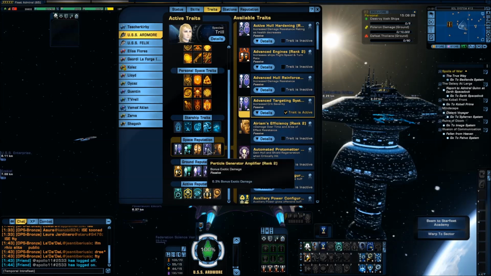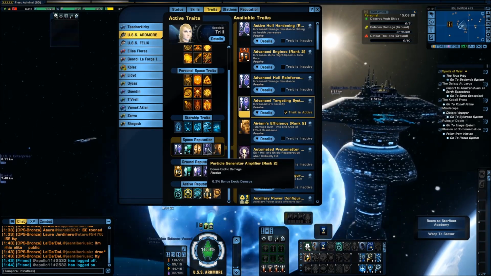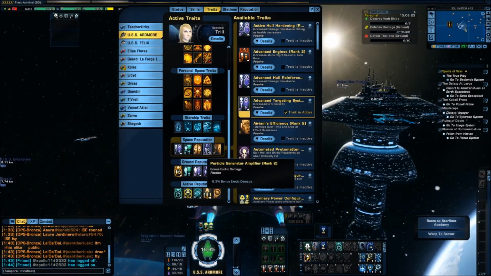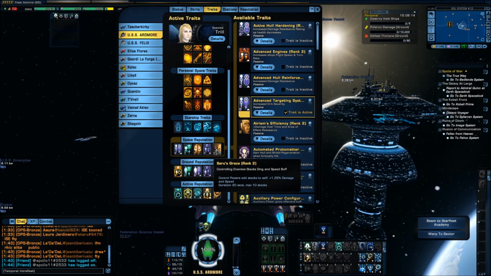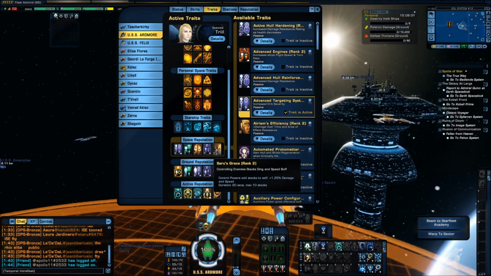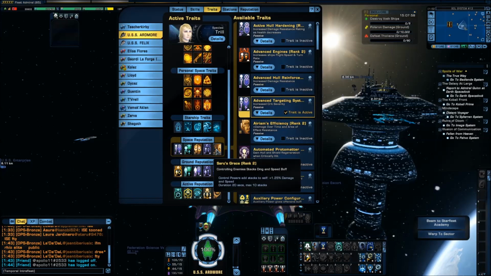Okay, and then I have 6.3 bonus exotic damage, and that is from particle generator amplifier. And then I have an ability I'm testing right now. Normally I would put something like magnified firepower on here, but I'm testing Saru's Grace right now, which gives a stack to self for damage and speed, and that is 1.25% damage and speed, up to 10 stacks. All right.